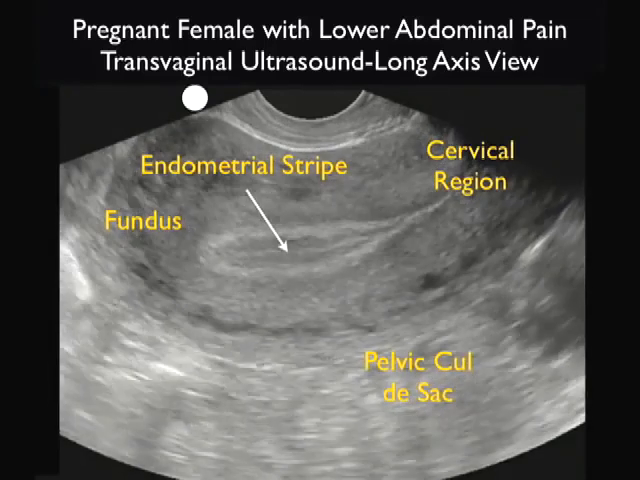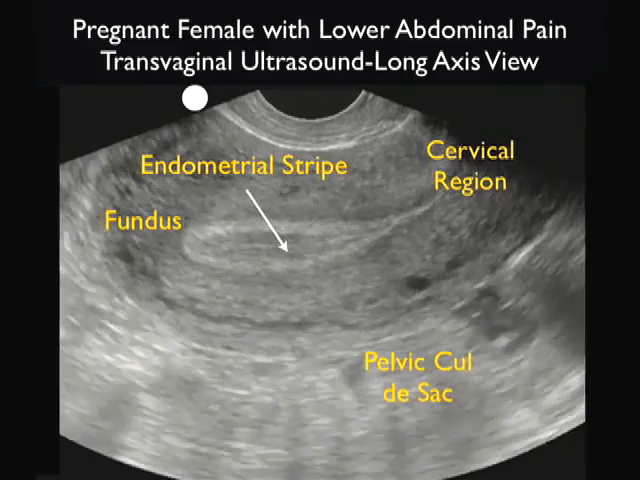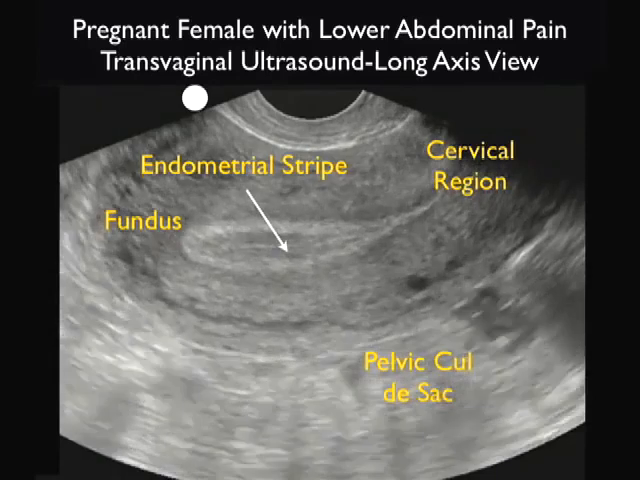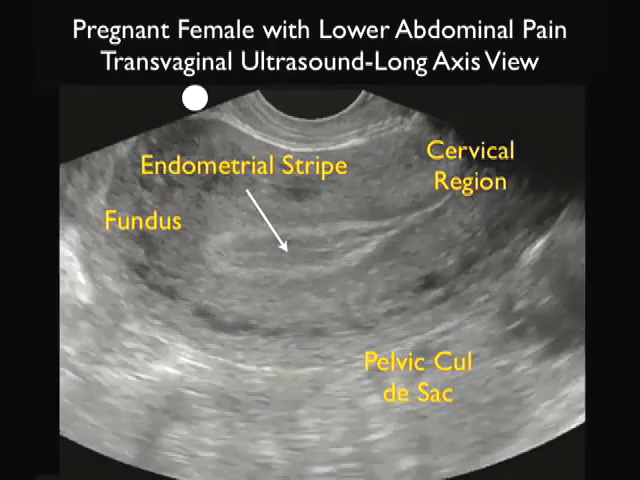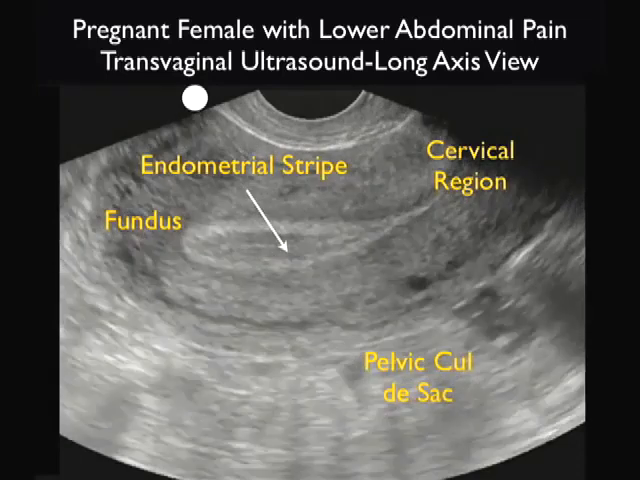Notice here the absence of any significant dark or anechoic fluid collections within the pelvic cul-de-sac. Notice also the absence of a definitive intrauterine pregnancy, as we talked about earlier in Module 1, that would be signified by a gestational sac with a yolk sac or a fetal pole.